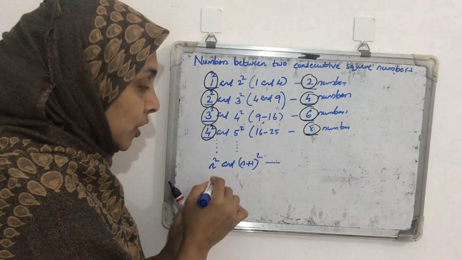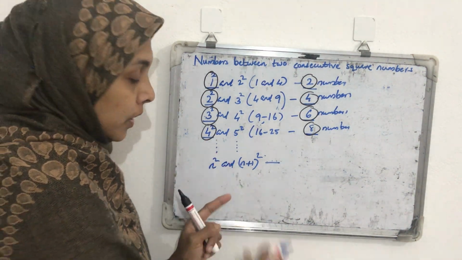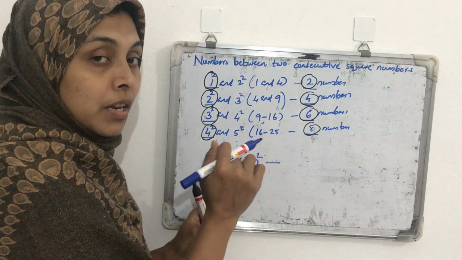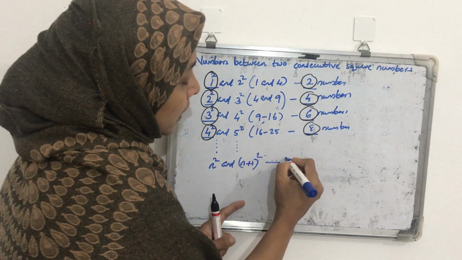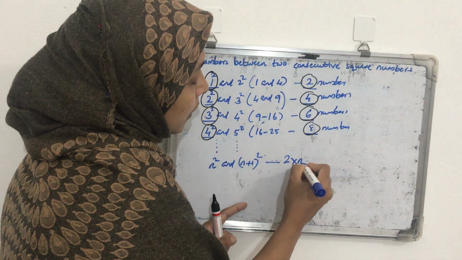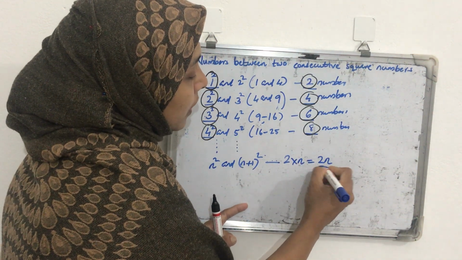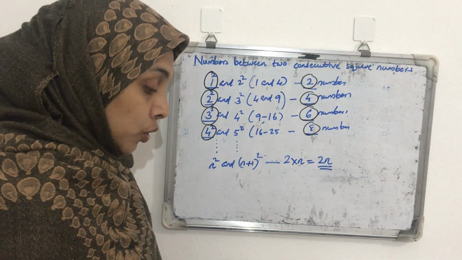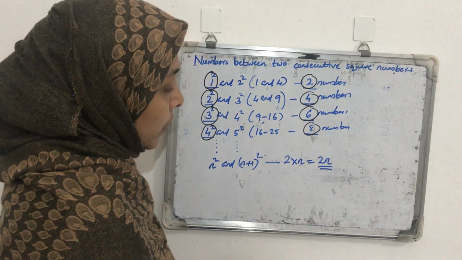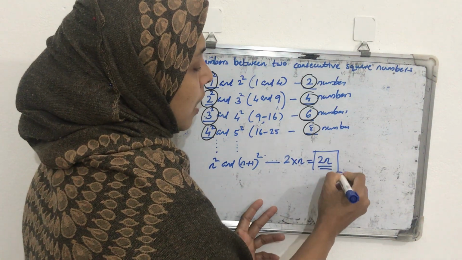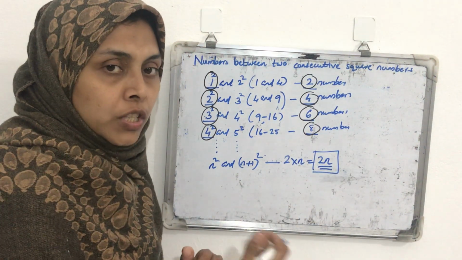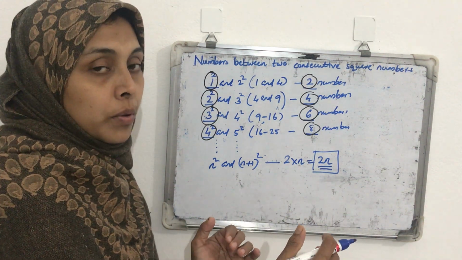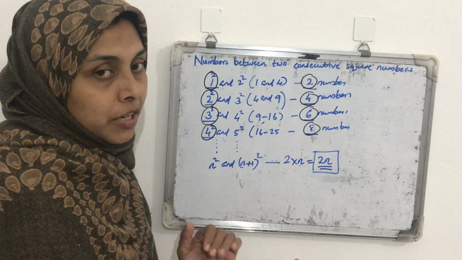So if the square numbers we are taking are n square and n plus 1 whole square, how many non-perfect square numbers will be there? It will be 2 into n, that is 2n non-perfect square numbers will be there. If you got this general formula, we can find out, for any consecutive numbers, how many non-perfect square numbers will be there.